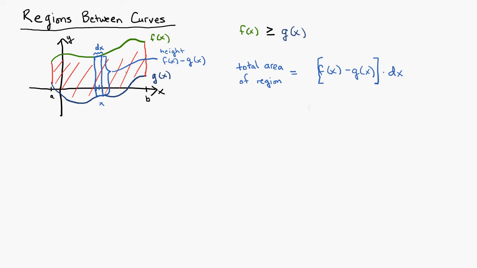And so to get the total area, we have to again sum over the entire interval. So the sum over the interval will be the integral from a to b. So in total, the integral from a to b of f of x minus g of x dx will compute the total area of the region between f of x and g of x. So the way to remember this formula is that the function representing the top curve should come first, and the function representing the bottom curve should come second.